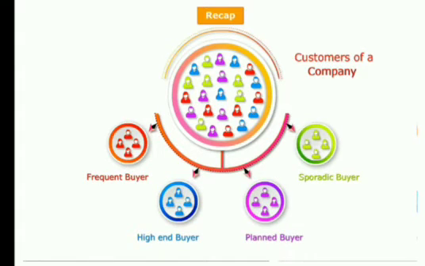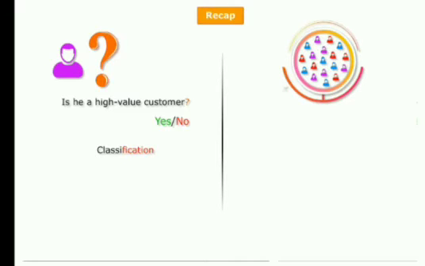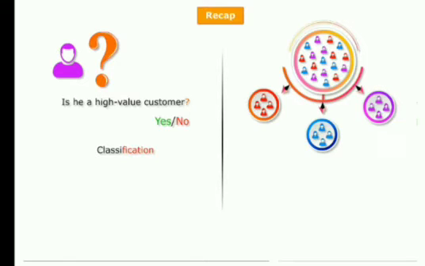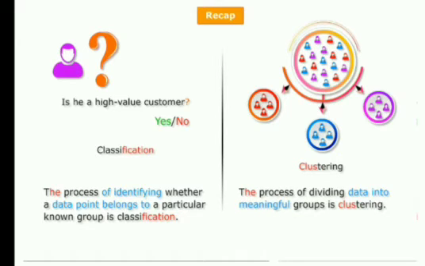It is important to understand the difference between classification and clustering. Categorizing a given customer as high value or not is a supervised learning task of classification. Segregating a population of customers into different groups based on similar characteristics is an unsupervised learning task of clustering. The process of identifying whether a data point belongs to a particular known group is classification. The process of dividing data into meaningful groups is clustering.